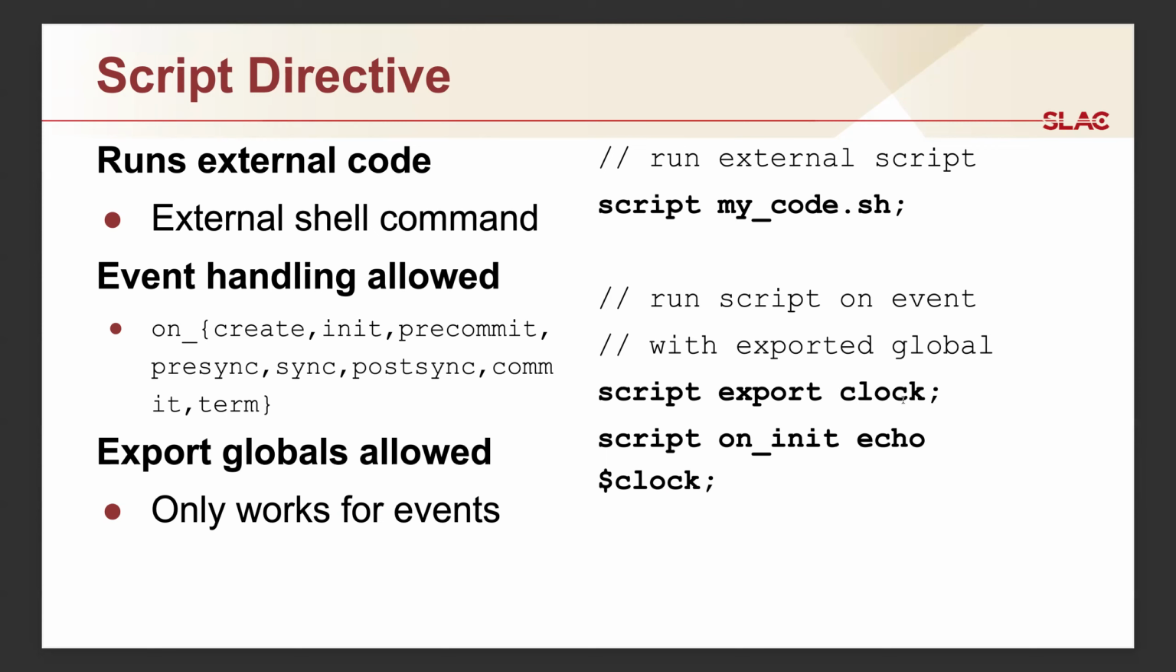This second example exports the global variable clock, which is the internal clock, and then runs on initialization. So notice that this is an event handler. So the script is only run during initialization, and it just echoes the clock value. And the output of that, of course, would be the initial value of the clock when the simulator starts.